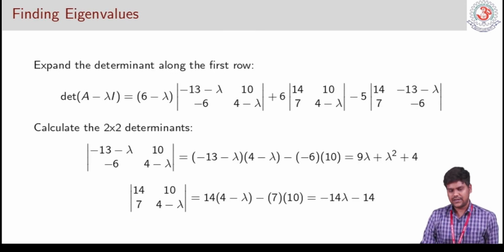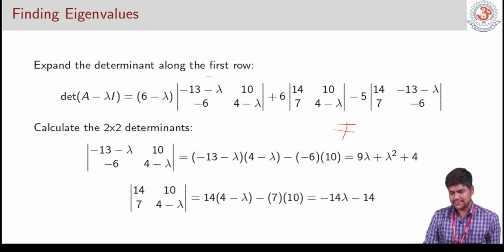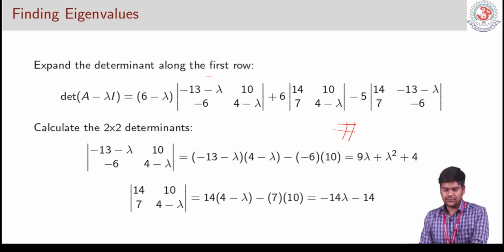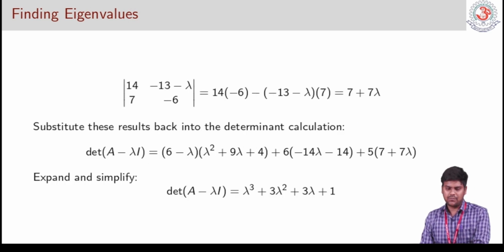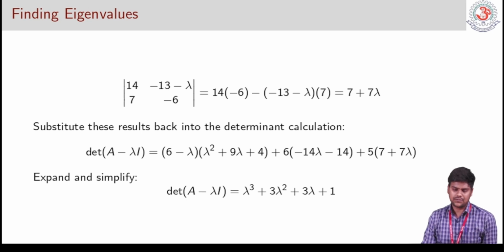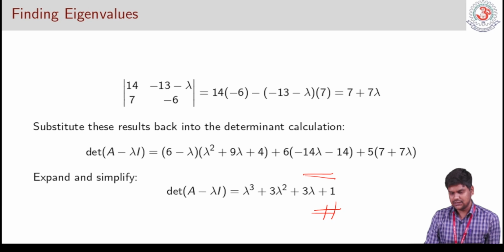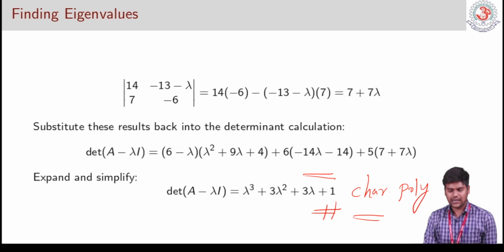First we need to find the determinant of that 3 cross 3 matrix. I'm going to use the first row, so expand the determinant along the first row. For the first row, first element, delete the corresponding row and the corresponding column, similar to the last examples. Find the determinant of A minus lambda I using the submatrix determinants and substitute them back. After simplification, we will get this third degree polynomial, which is our required characteristic polynomial.